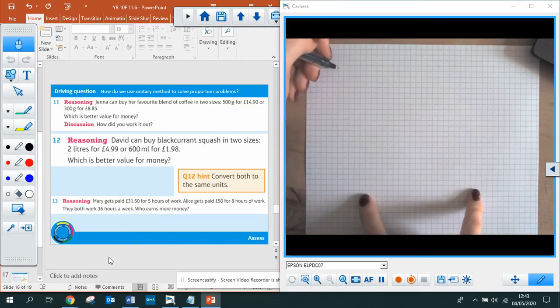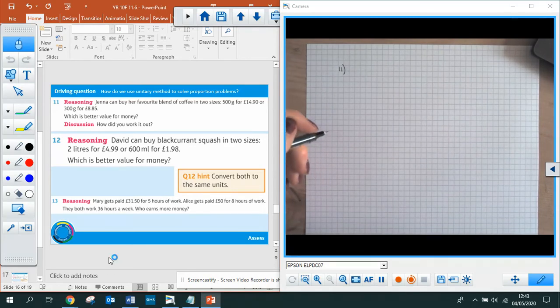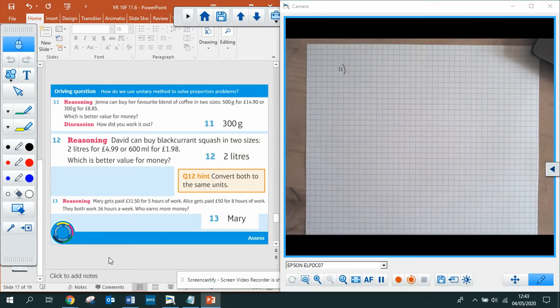Okay, question 11. It says Jenna can buy her favourite blend of coffee in 2 sizes. So she can either get 500 kilograms for £14.90 or 300 kilograms for £8.85. Which is better value for money? Okay, and we're going to work that out by finding out what 1 unit of that thing costs. Okay, so we're going to put it into unitary form.